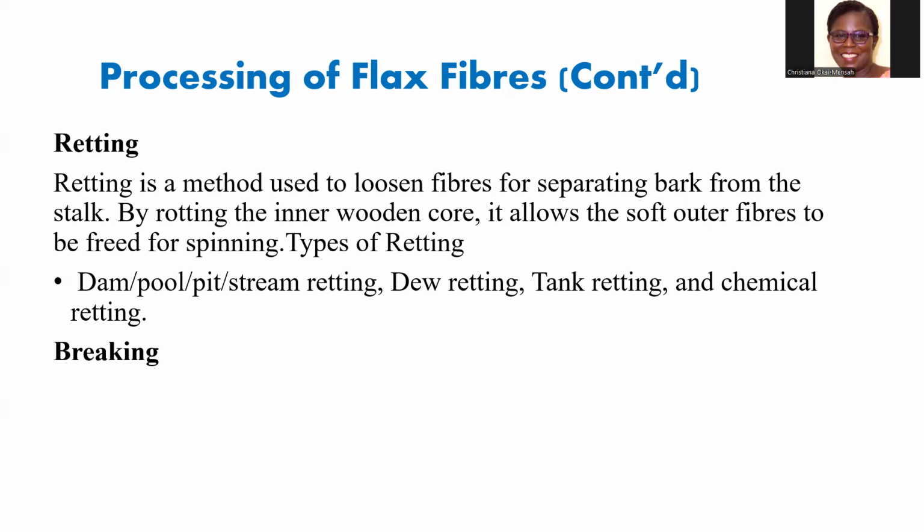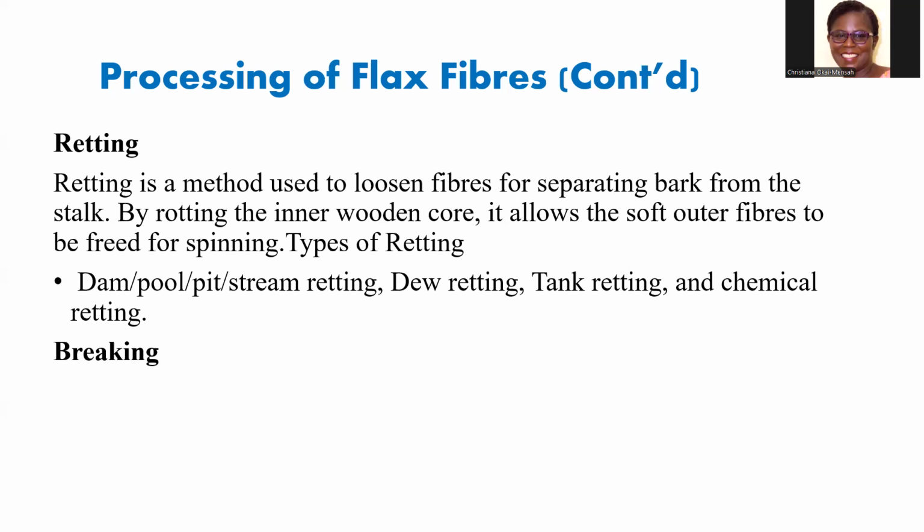We have tank retting. Tank retting is where we put them in tanks with water to speed up the process. And then you have the chemical retting. You put them in tanks with the water, then you add chemicals. This one is very fast, but the fiber quality is very low.